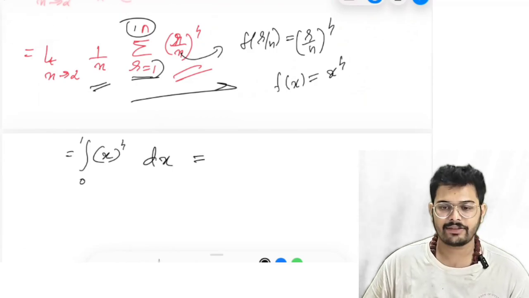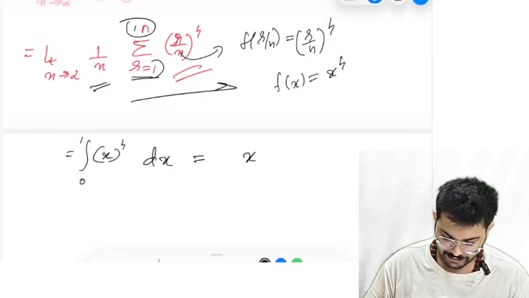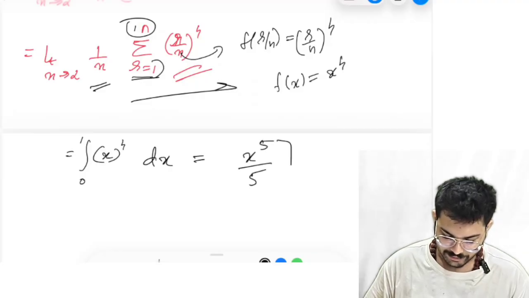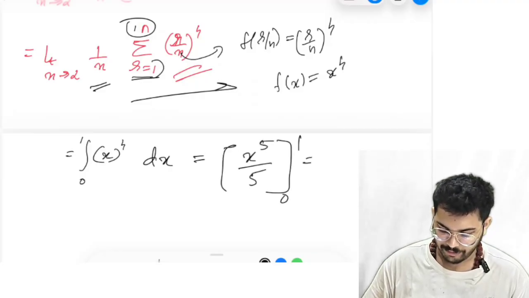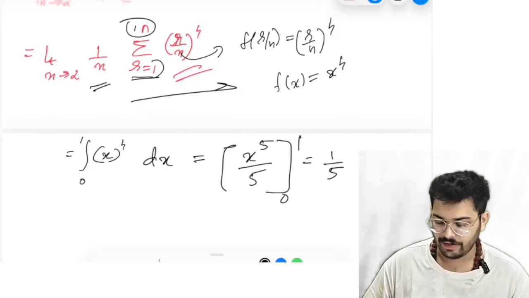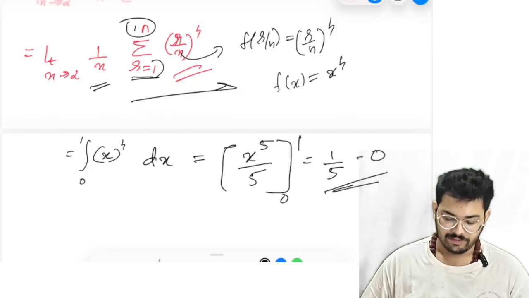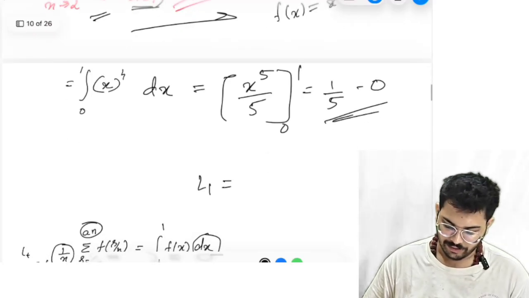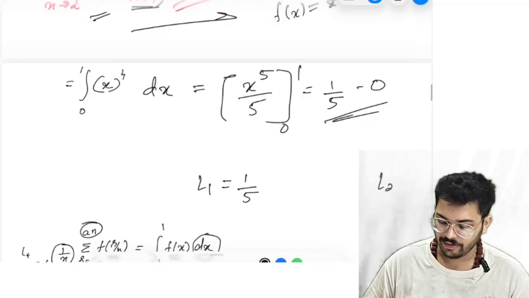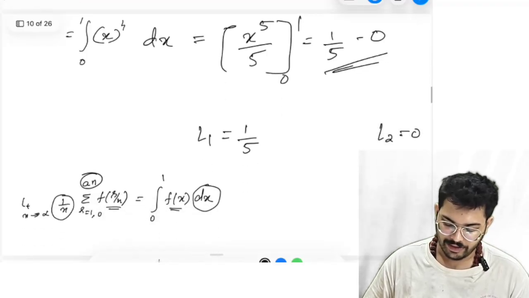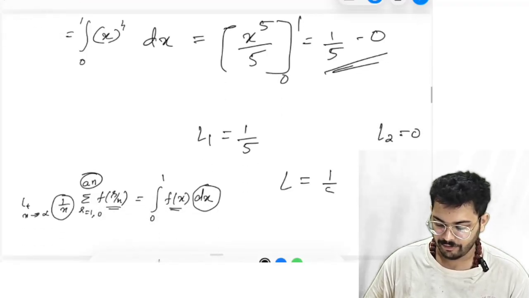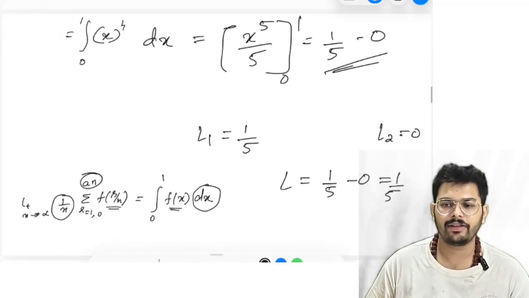Now integral x raised to 4 will be equal to x raised to n plus 1 divided by n plus 1 from 0 to 1. When you apply upper limit, it will become 1 by 5 and lower limit will become 0. So L1 value is equal to 1 by 5 and L2 value is equal to 0. So when you take the difference, our limit value will become 1 by 5 minus 0, which is equal to 1 by 5.